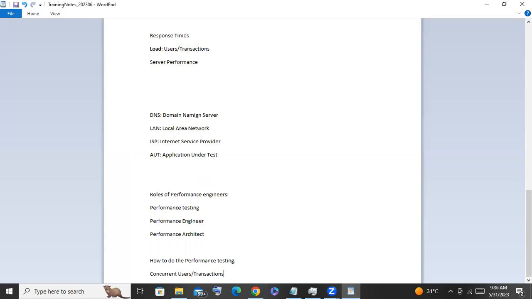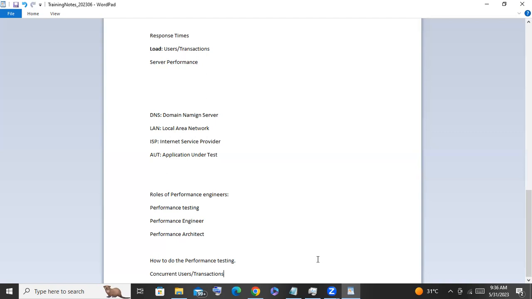Yes, guys? Multiple users on the application. Multiple users accessing this application at the same time. Concurrent in the sense, at the same time. Okay. So multiple users and transactions happening on the application at the same time, that is what concurrent users and concurrent transactions are.